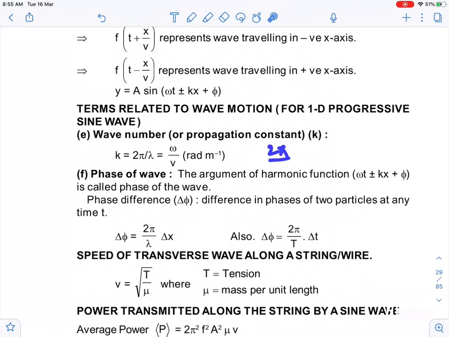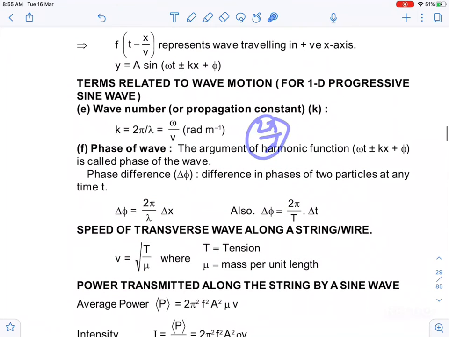I have written here that k is the wave number. Wave number k is 2 pi by lambda, but in chemistry you have studied that wave number is 1 by lambda, guys. So don't confuse here. In physics we take k equal to 2 pi by lambda.